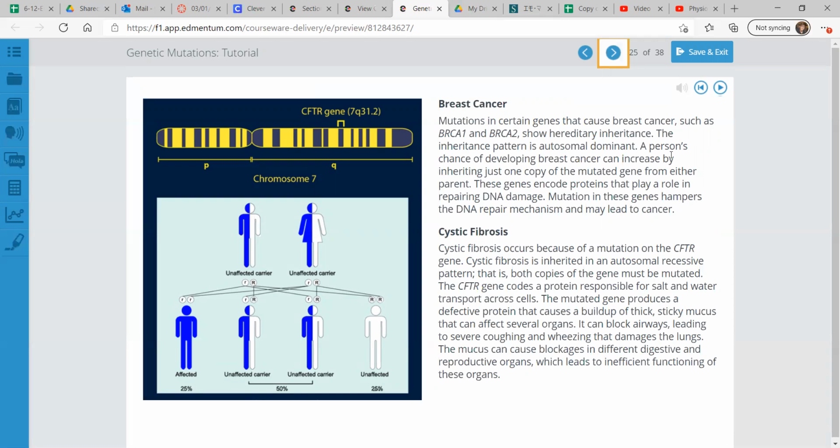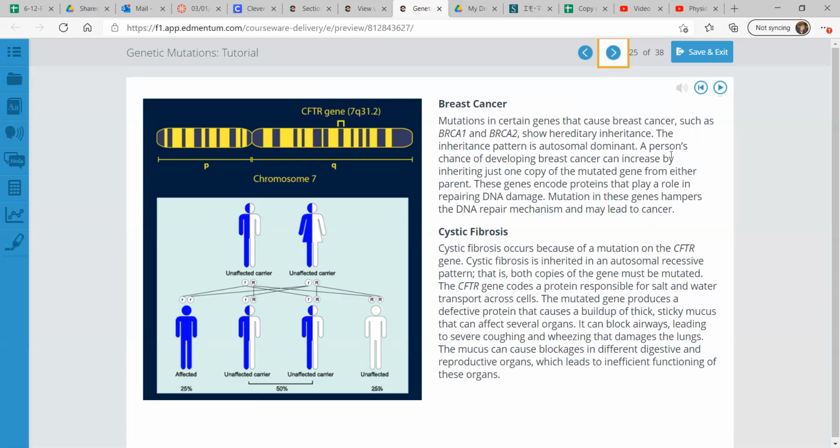This occurs because of a mutation on the CFTR gene. Cystic fibrosis is inherited in an autosomal recessive pattern. That is, both copies of the gene must be mutated. The CFTR gene codes a protein responsible for salt and water transport across cells.